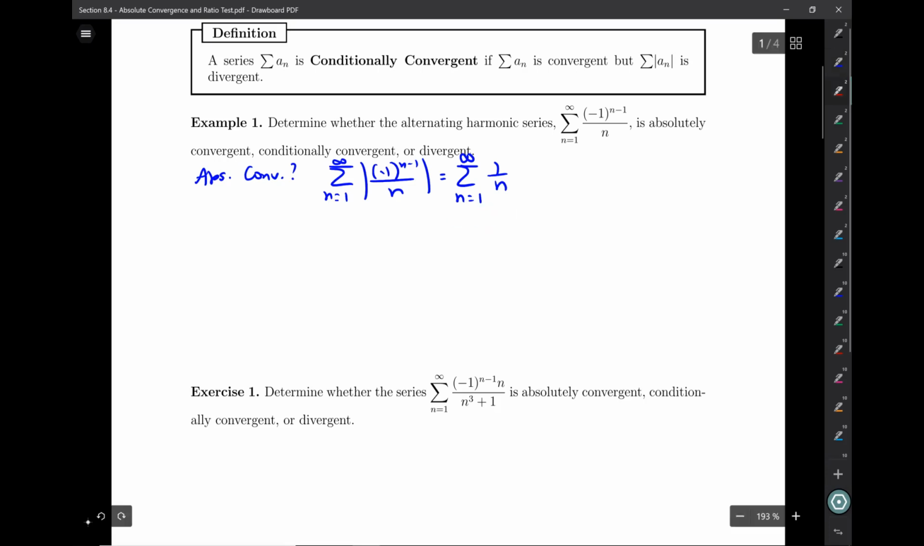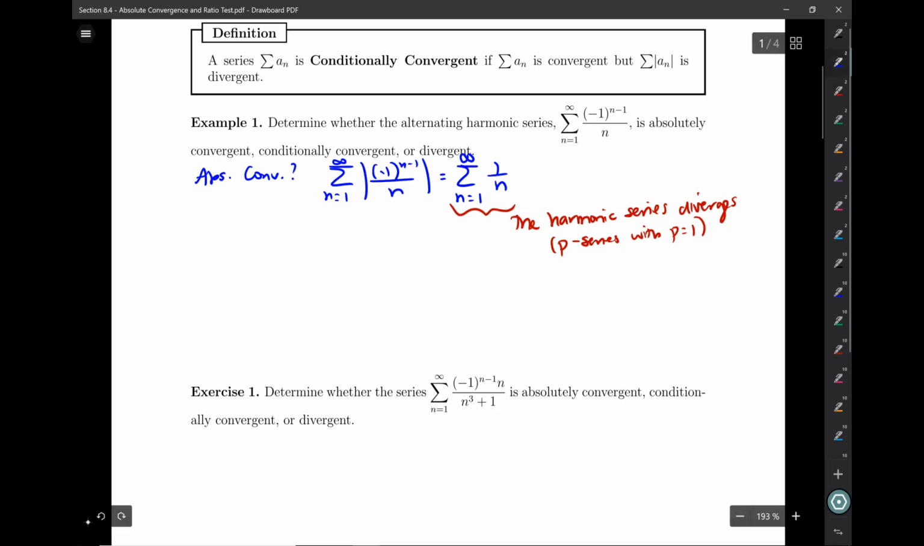I wanted that to be a different color. The harmonic series, we know that diverges. It's either something that we remember, like the harmonic series is kind of notorious for diverging. But you could also justify it by saying that it's a p-series with p equal to 1. So that's one reason why it diverges.